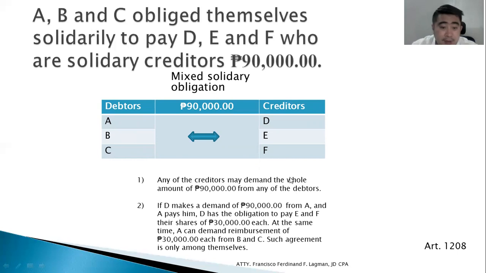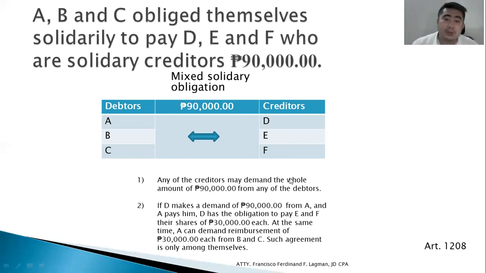At the same time, A can demand reimbursement of 30,000 each from B and C. Such agreement is only among themselves. So ito class, no? So si D, pwede niyang singilin kahit sino kay A, B at saka kay C yung amount na 90,000 pesos. Okay? So paano pag nagbayad na si C kay D? Pwede bang sumingil si E o kaya si F kay A o kaya kay B? The answer is no. No more. Hindi na pwede. Because the obligation is considered fully paid already.